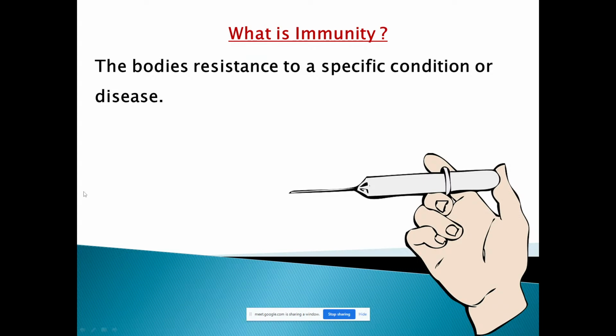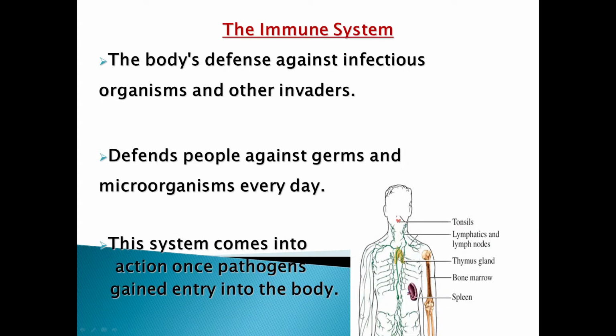Alright, so we're moving on to immunity. So what is immunity? The body is resistant to a specific condition or disease. That is what is known as immunity. So let's say for example COVID that is going around now. We are not immune to COVID. Not immune meaning that our body cannot protect us from it. When you're immune to a disease, it means that your body can protect you from the disease.